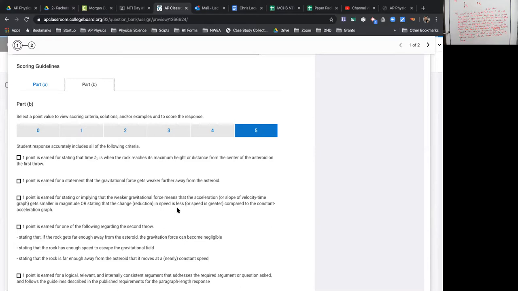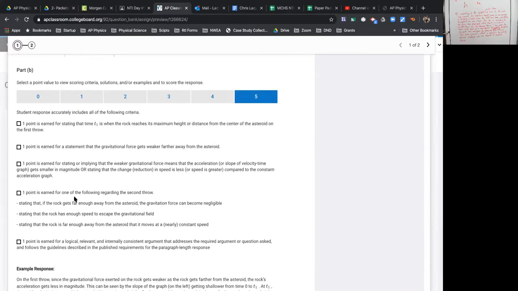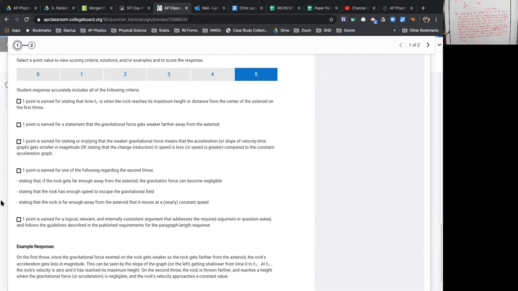Okay, good. 1 point is earned for one of the following regarding the second throw. If the rock gets farther away from the asteroid, the field becomes weaker. Okay, yeah, I did put that in there, so I got that 1 point. Or you could say the rock has enough speed to escape the gravitational field, or stating the rock is far enough away from the asteroid that it moves at a nearly constant speed. Okay, good deal. Lastly, 1 point is earned for a logical, relevant, and internally consistent argument. Address the required arguments if asked. Follows the guideline.